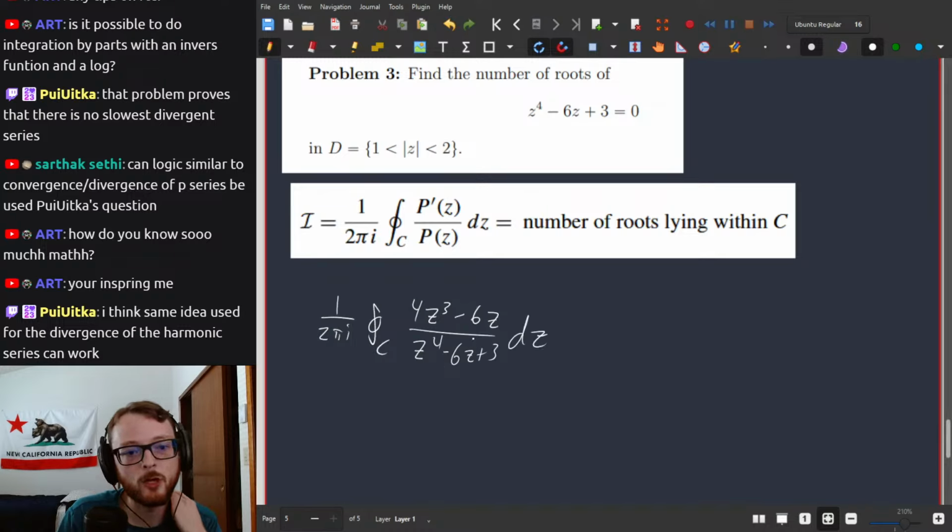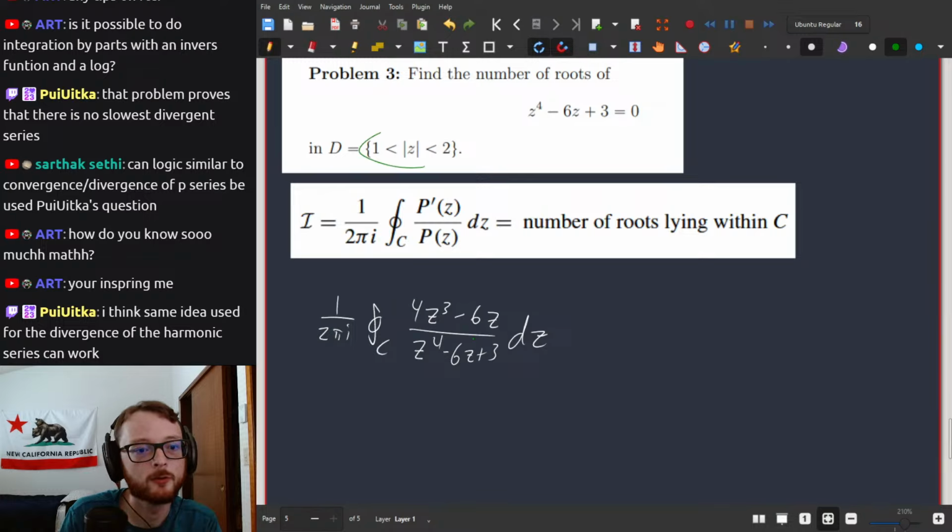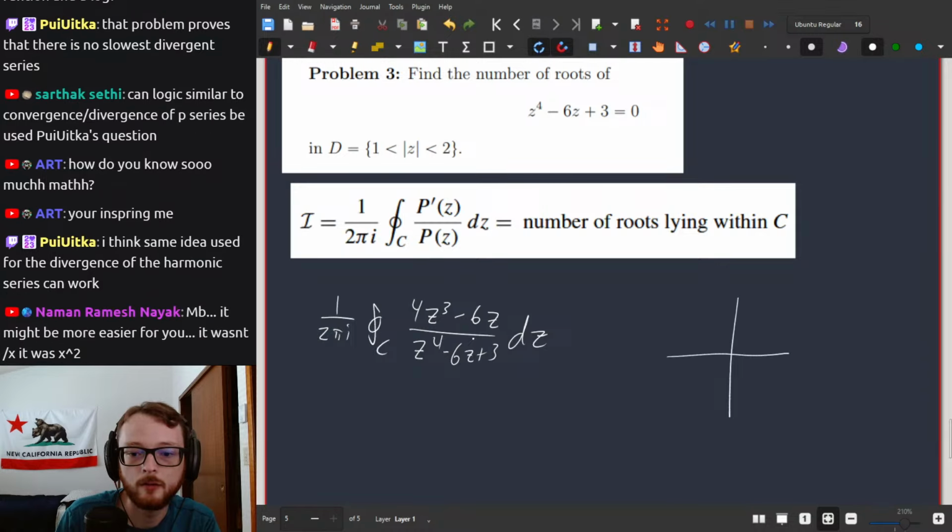And so we would do a contour. This is a weird thing to have to integrate on. And so I think how we do this is 1, 2. I should space them out more. 1, 2, 1, 2, 1, 2.